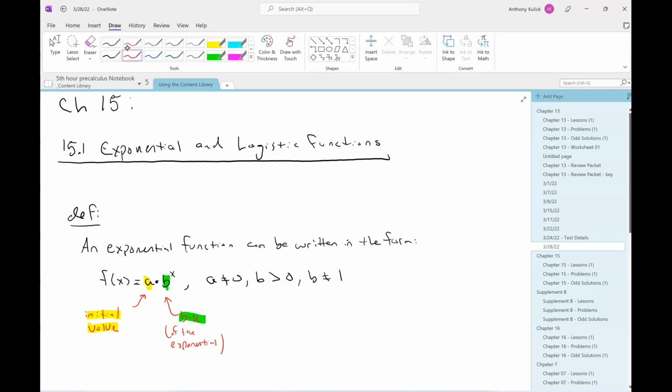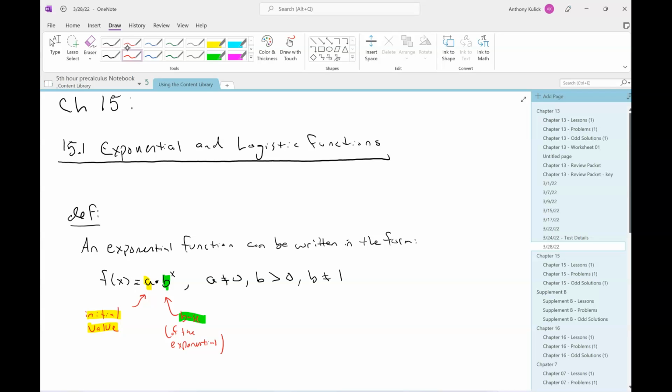So just as a quick aside, we have some constraints here on our exponential function. A can't be 0, b has to be positive and not equal to 1. Why do you think we are not allowing a to be 0? What would happen if a is 0? The whole thing becomes 0, and that's a constant function, which is a kind of linear function that we're not interested in including here. Good.